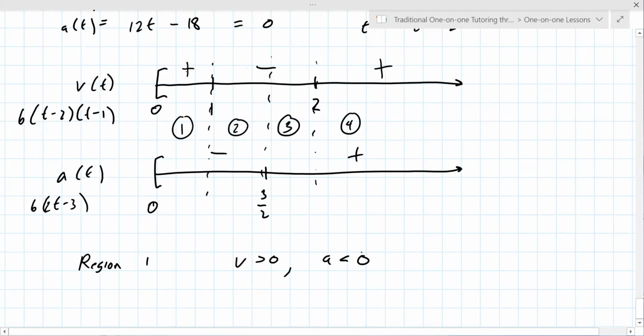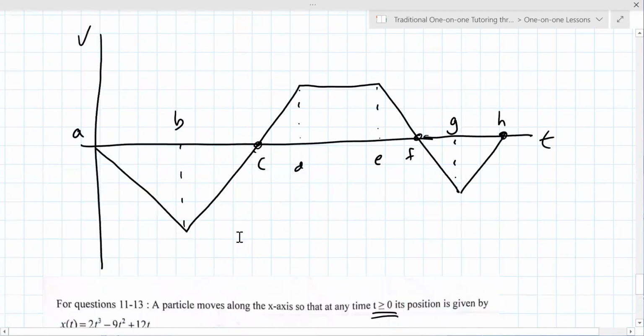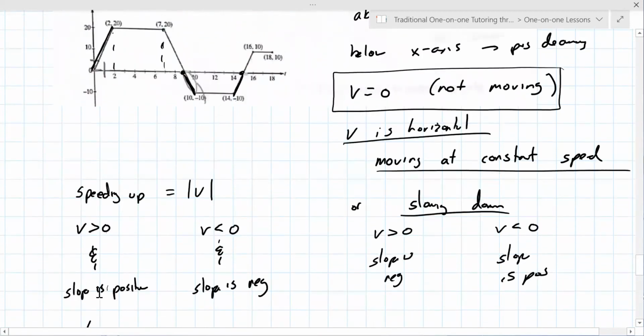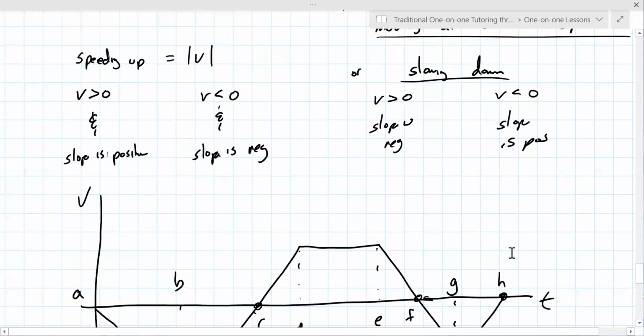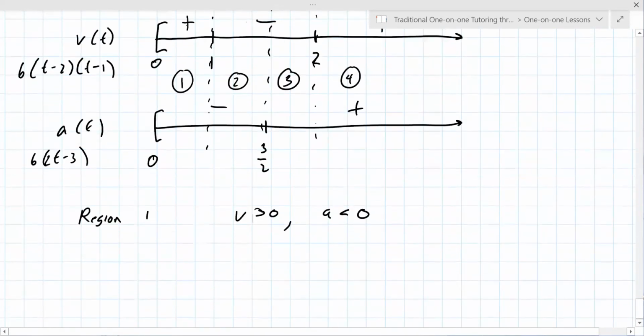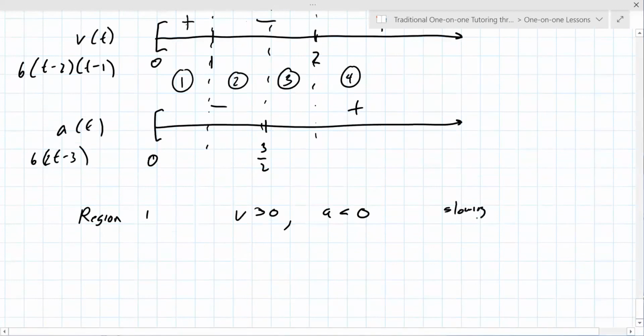Is that speeding up or slowing down? Velocity is positive. Wait, I need to think about it. So it's speeding up, because it's only speeding up when they're going in the same direction. So when I said slope is positive here, that means acceleration is positive. Oh, okay. And velocity is negative, acceleration is negative. And so A and V have opposite signs when it's slowing down. So here it's slowing down. Region 1 is slowing down, region 2 is speeding up.